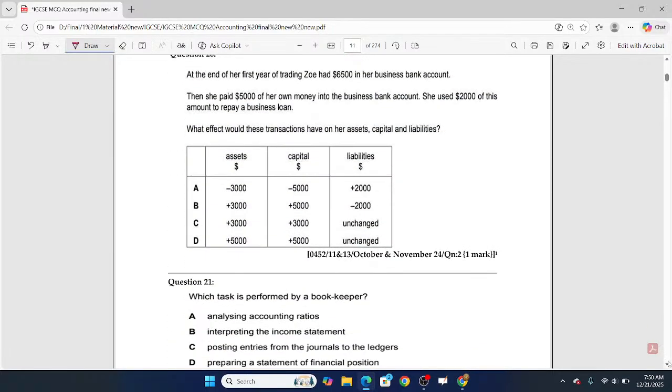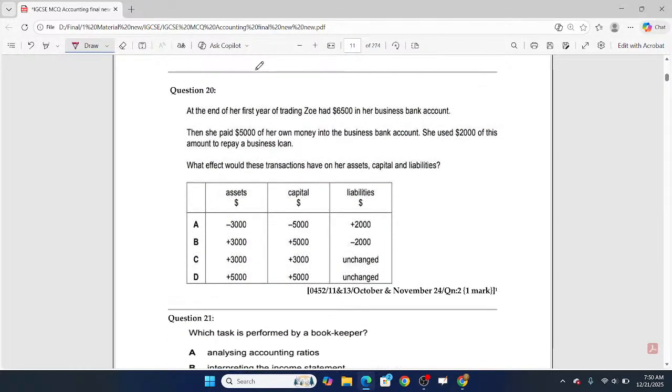Now question 20. At the end of the first year of trading, Joe had $6,500 in her business bank account. Then she paid $5,000 of her own money into the business bank account. Okay, so again she has invested this one. It's capital. She used $2,000 of this amount to repay a business loan. So what happens? What effect would these transactions have on assets, capital and liabilities?